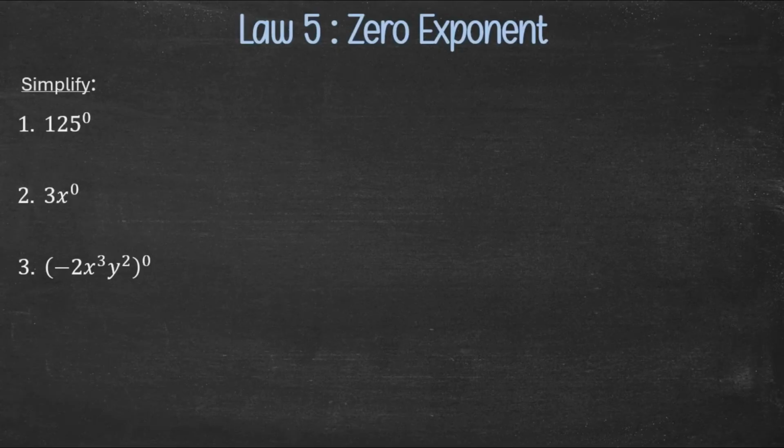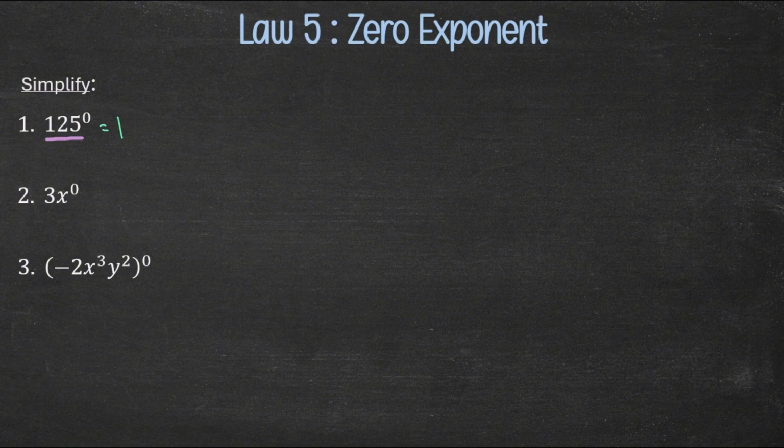All right, let's do the following three examples using the zero exponent rule. In number 1, we've got 125 to the power of 0. 125 is the base and 0 is the exponent. Now the base is not 0, so I can use the zero exponent rule. That means this answer is 1. Let's move on to number 2. Here we have 3x to the power of 0.